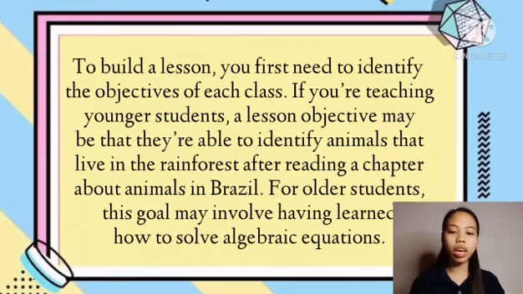If you are teaching younger students, a lesson objective may be that they are able to identify animals that live in the rainforest after reading a chapter about animals in Brazil. For older students, this goal may involve having learned how to solve algebraic equations. Objectives provide goals to be attained, give direction for the class discussion, and call for what outcomes to expect.